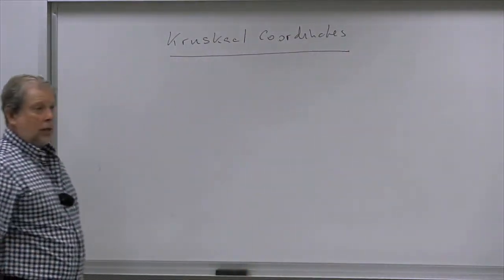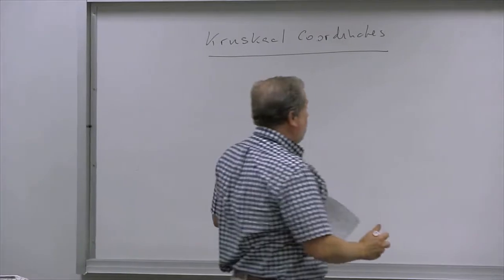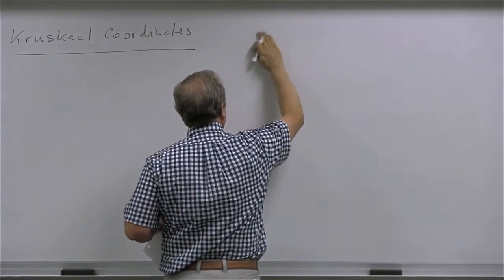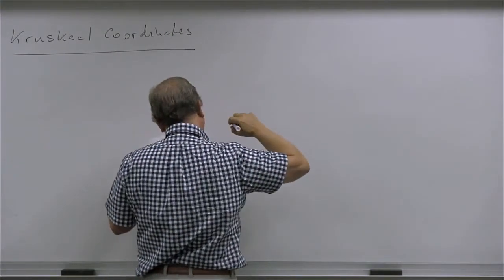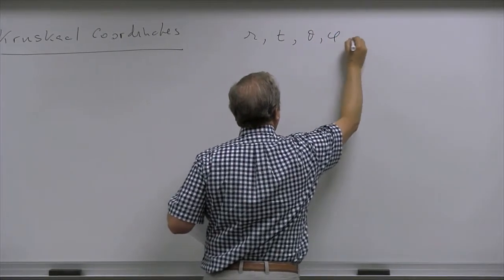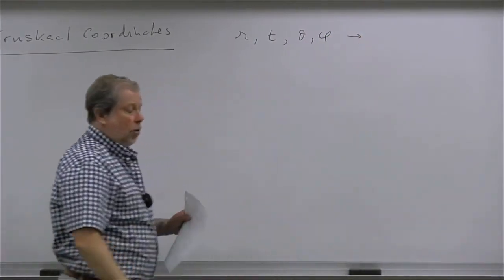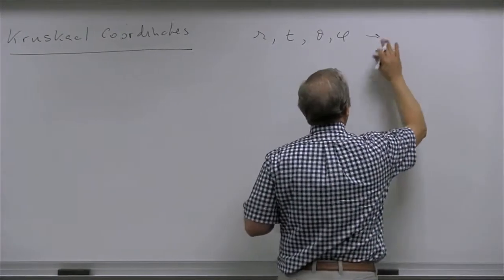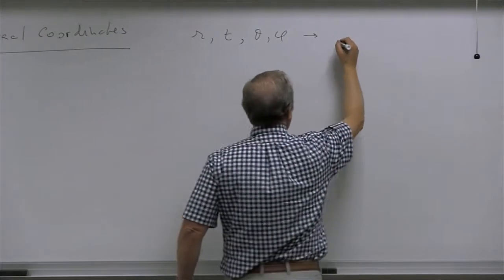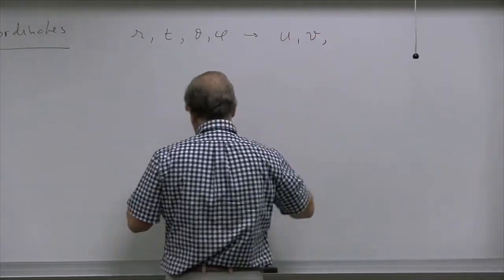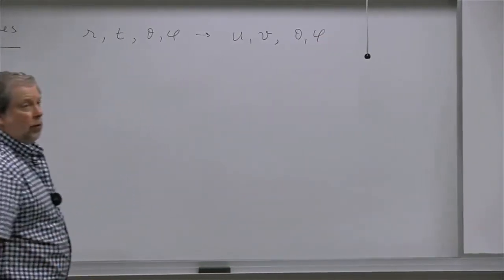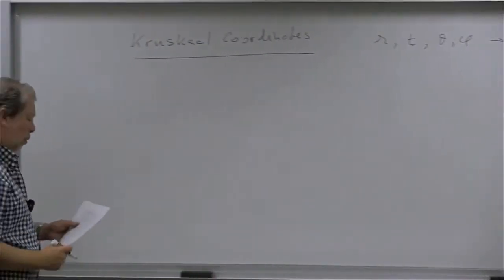So Kruskal coordinates is a new set of coordinates. So we start out in the Schwarzschild case. Of course, we have r, t, and then theta and phi. And now we can look at some other coordinate system, the Kruskal coordinates. We don't want to use r prime and t prime, because otherwise it's going to get a little bit cluttered. So they're called u and v, and then we still have the angles, which are theta and phi. So the coordinate change only involves the time and space coordinates.